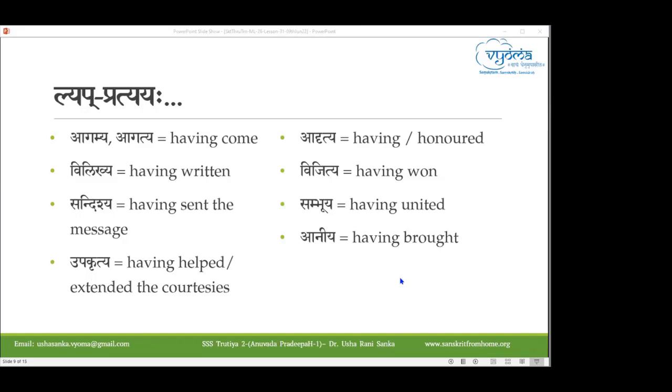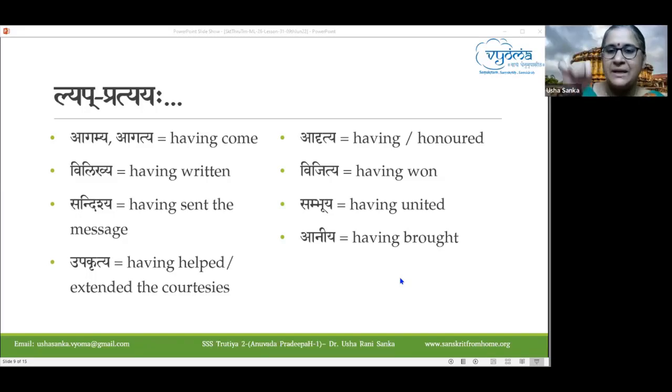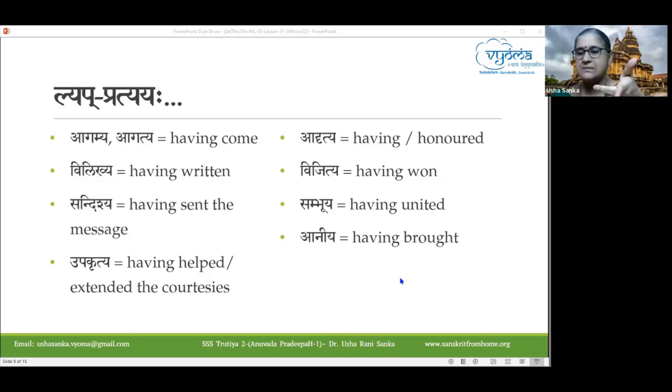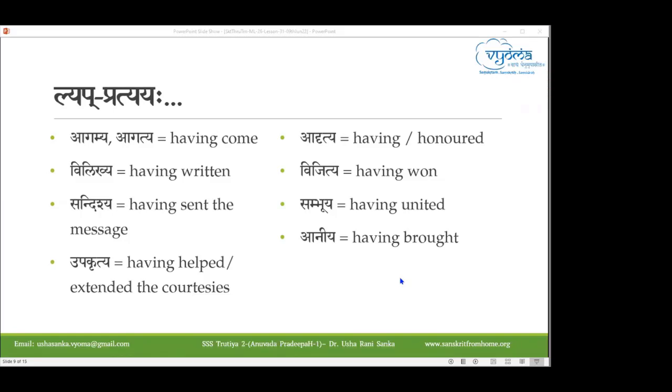So whatever dhatu and upasarga combination meaning will be there, the lyap will be added to that combined meaning. The whole structure will get its meaning. Okay, so having done something or after doing something is the meaning of lyap. That something is expressed by the dhatu. That's why we should know the meaning of the dhatu, the meaning of the upasarga, etc. Okay, like that.